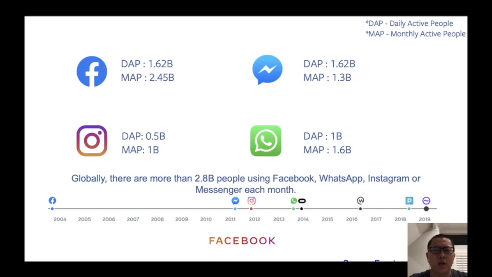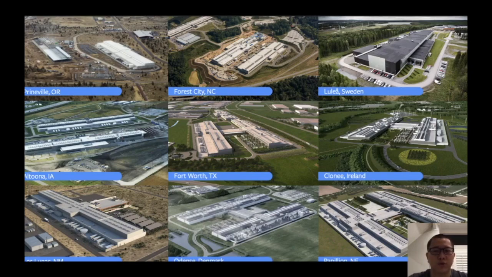Facebook has been scaling up. We have a lot of users. Globally, there are more than 2.8 billion people using Facebook, WhatsApp, Instagram, and Messenger each month. Especially now with the COVID situation, some of the services on Facebook have become even more critical to our everyday lives and health. For that, we have been building infrastructure.